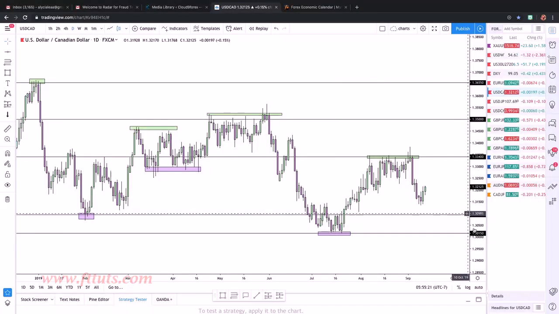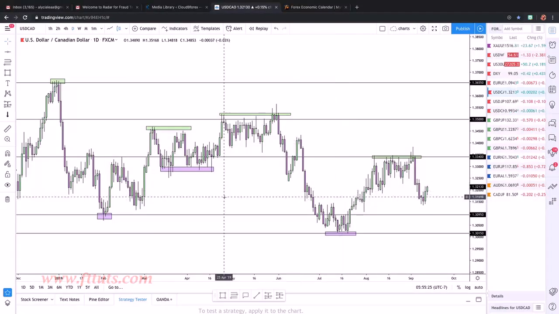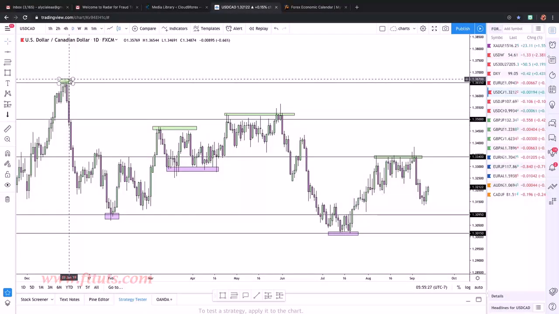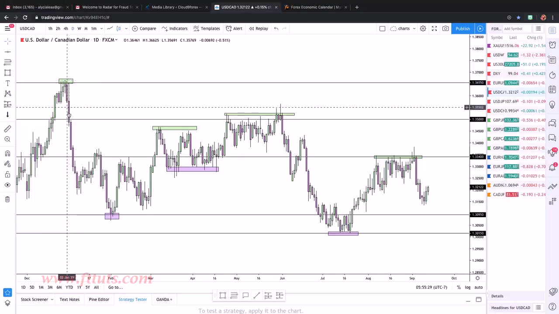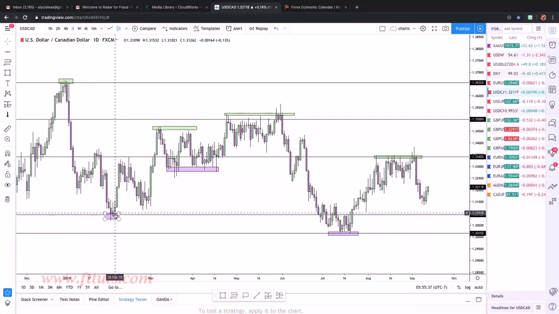So that's good enough. As you can see how price reacted to these levels. Price respected this resistance, fell through, came back up, wicked at this resistance level, came back down with a bearish engulfing and continued down.